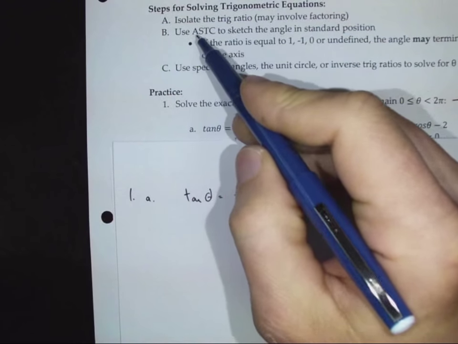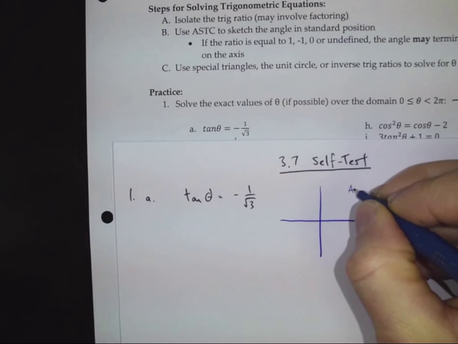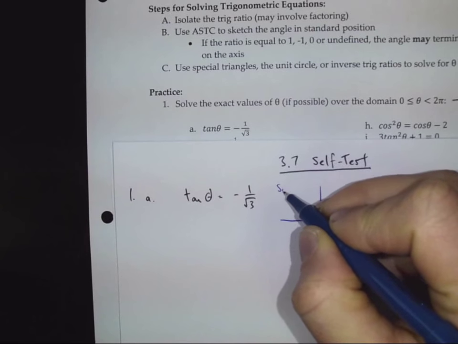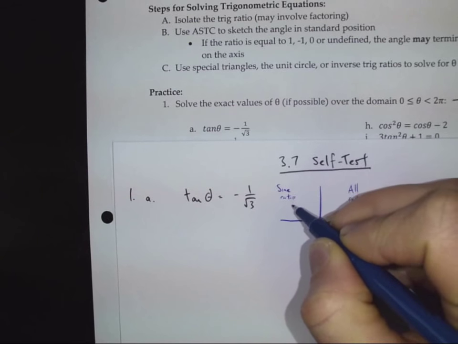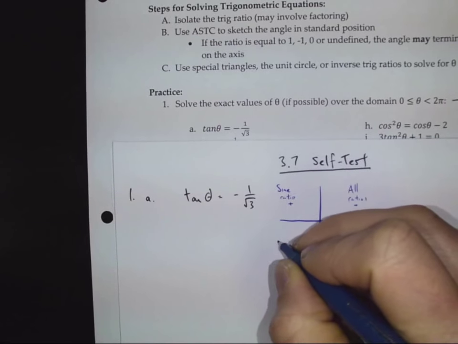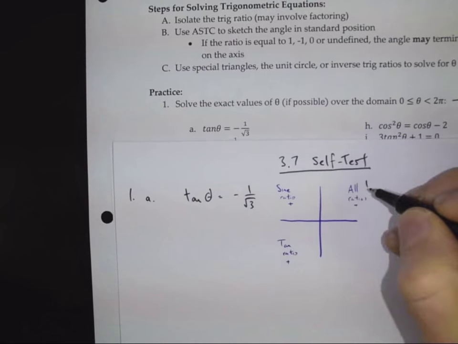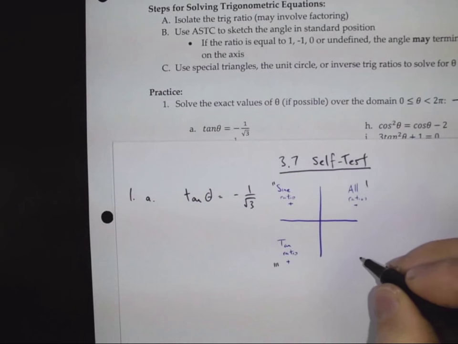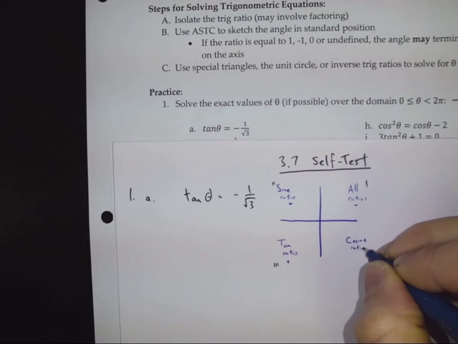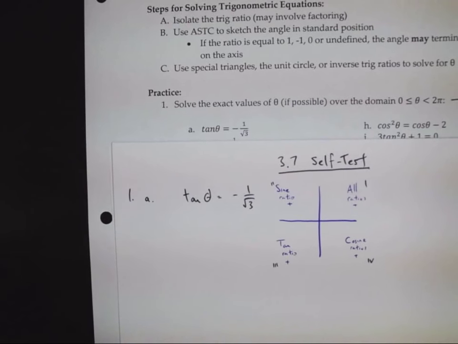Part B here is we're going to use this idea of all students take calculus, or rather, what we need to remember that really stands for: all ratios are positive in the first quadrant, and S stands for the sine ratio being positive in the second quadrant, which means the cosine and tan ratios are negative over here. Tan ratios are positive in the third quadrant. Of course, this is the first, second, third, and fourth quadrant. And in this one, the cosine ratios are positive, and of course, that means the sine and tan ratios are negative in this quadrant.